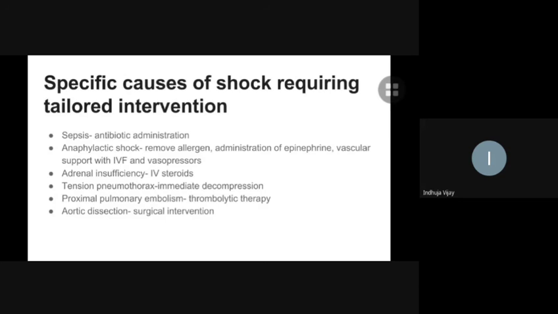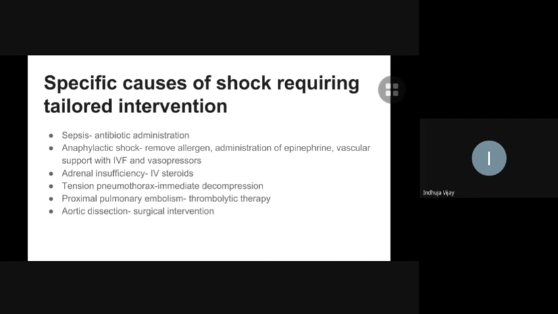So that's it. This is a small topic. You can read about each type of shock, mainly septic shock.